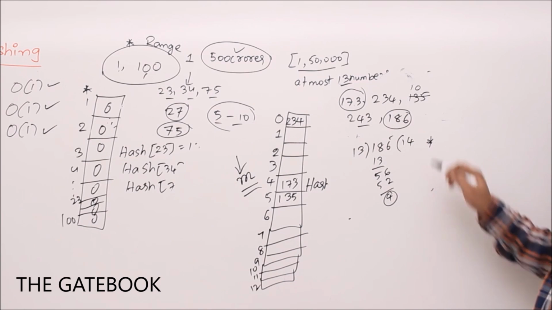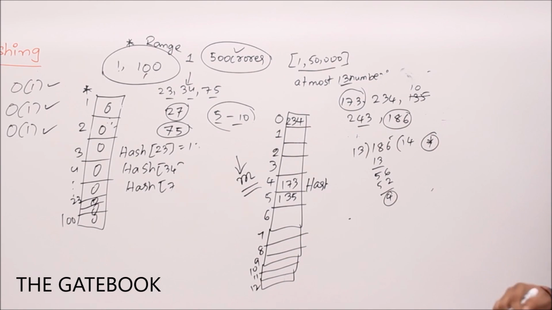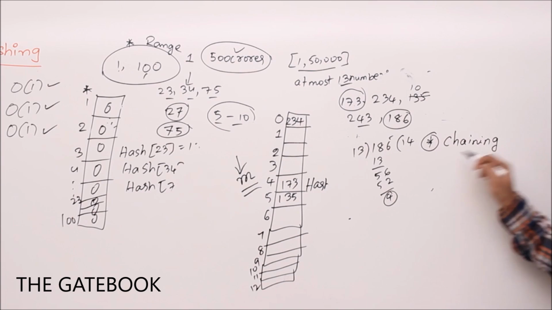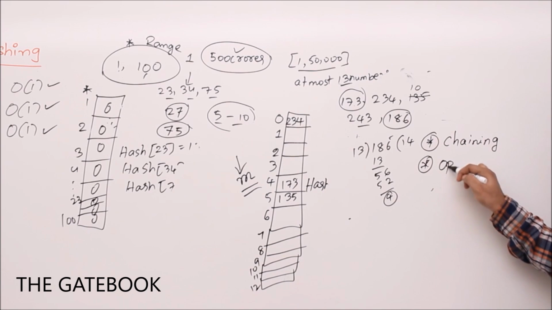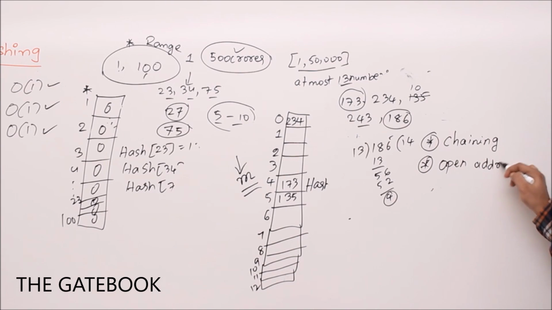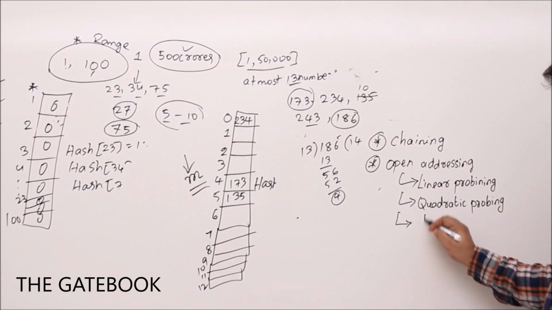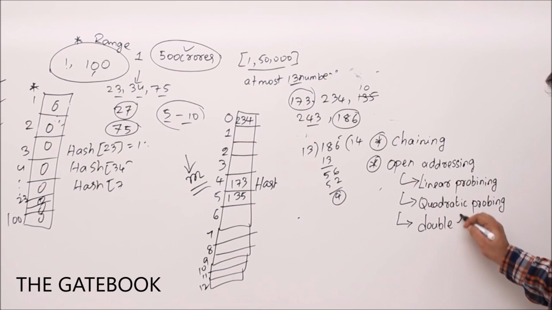To resolve the collision, we basically have two important techniques. One is called chaining. We are going to see that. The second one is open addressing. Open addressing again has three models: linear probing, second one quadratic probing, and third one double hashing. We'll see them one by one.